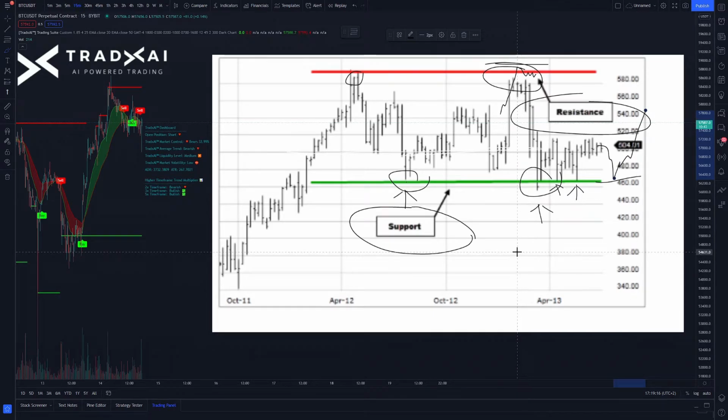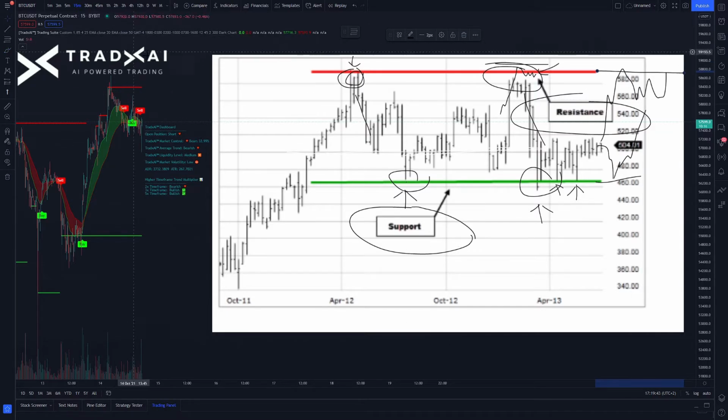Let's talk also about resistance. Resistance is the level at which supply is strong enough to stop the stock from moving higher. In the image above, you can see that each time the price reaches the resistance level, it has a hard time moving higher. The rationale is that as the price rises and approaches resistance, sellers, supply, become more inclined to sell and buyers, demand, become less willing to buy.